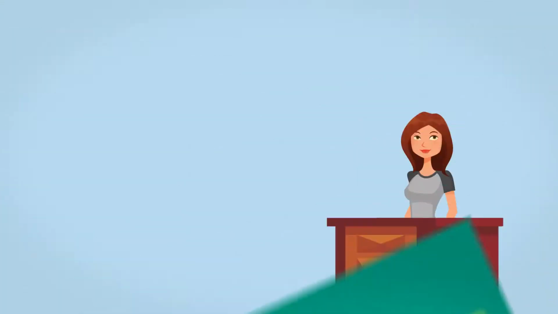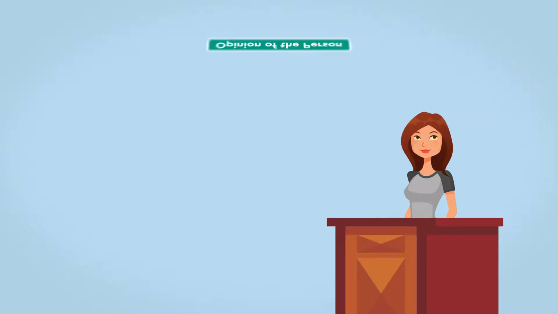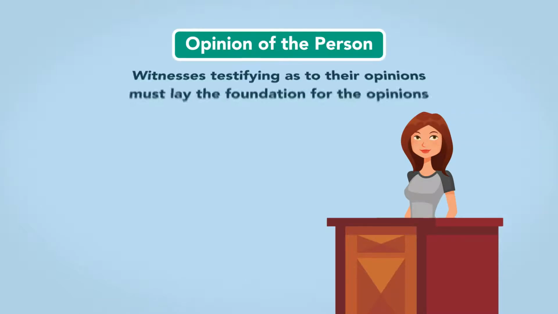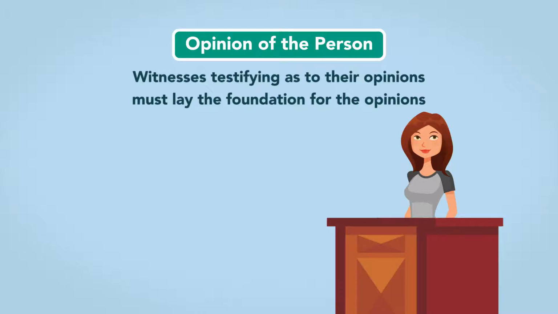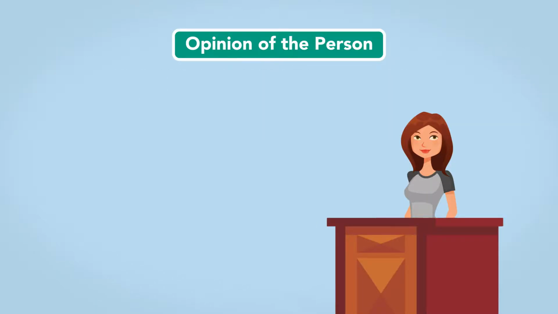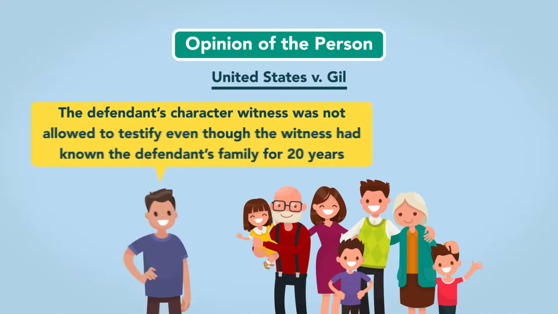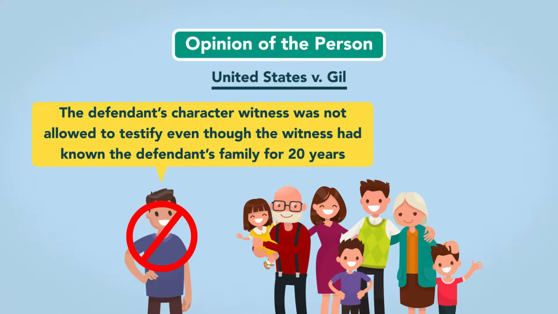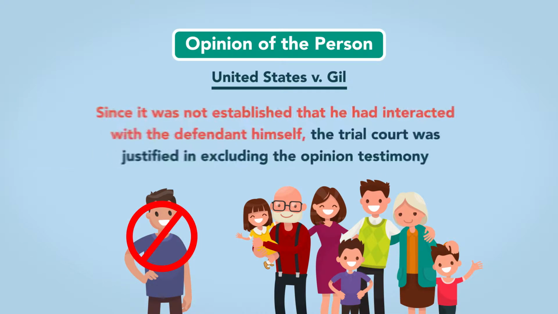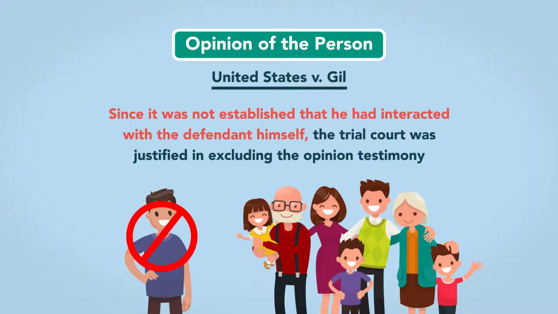The second method of proving character is for a witness to testify as to his opinion of the person. Witnesses testifying as to their opinions must lay the foundations for their opinions, meaning that the witness must explain how she knows the person and establish that she's sufficiently familiar with the person whose character is being proved. For example, in United States v. Gill, the defendant's character witness was not allowed to testify even though the witness had known the defendant's family for 20 years. Since it was not established that he had interacted with the defendant himself, the trial court was justified in excluding the opinion testimony.